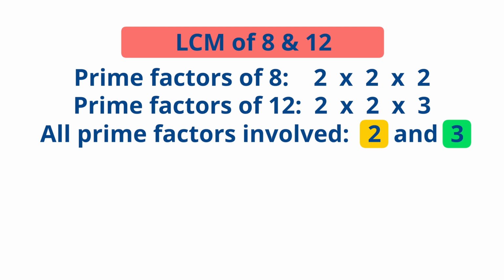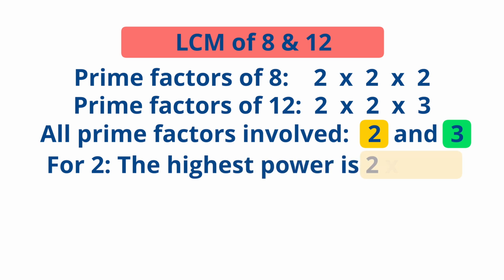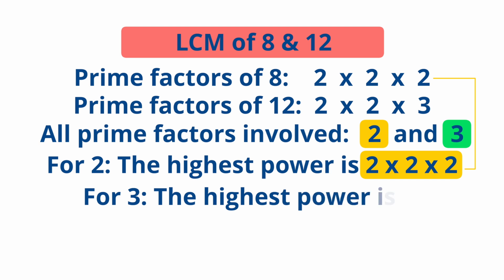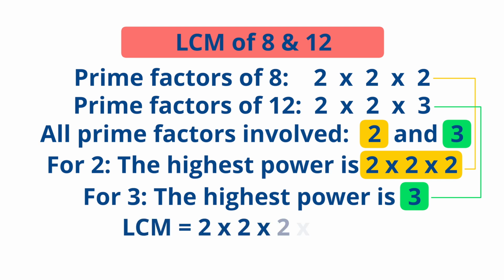Take the highest power of each prime factor. For 2, the highest power is 2 times 2 times 2. This is from 8. The highest power of 3 is 3, from 12. Multiply these together to get the LCM. 2 times 2 times 2 times 3 equals 24. So the LCM of 8 and 12 is 24.